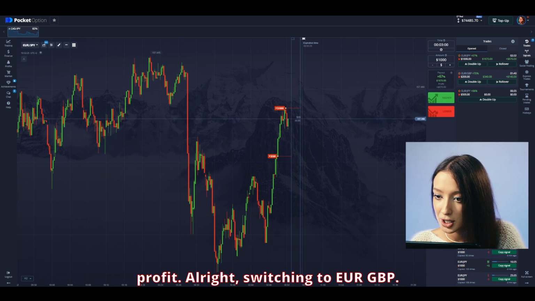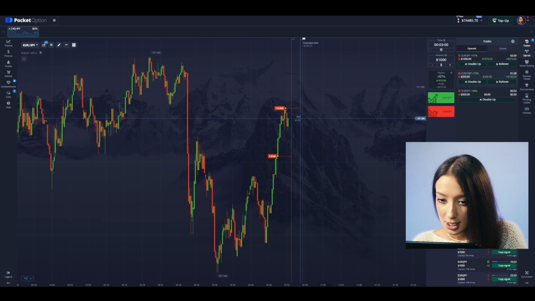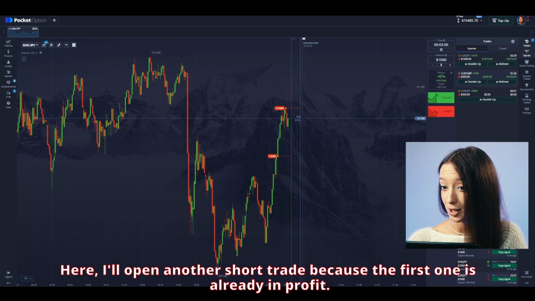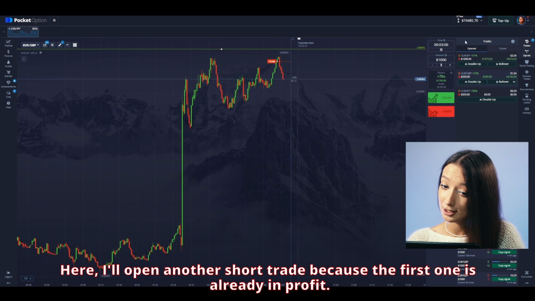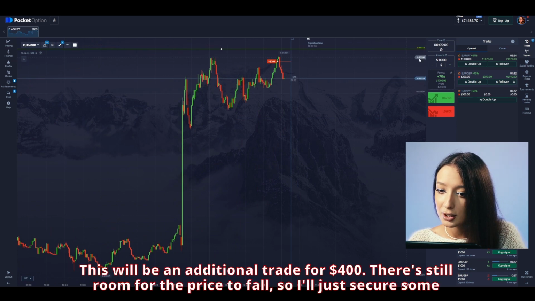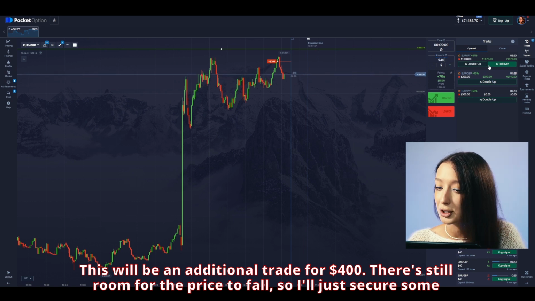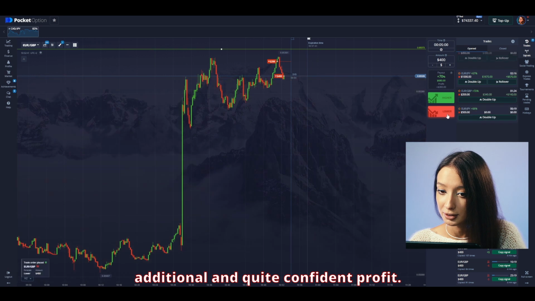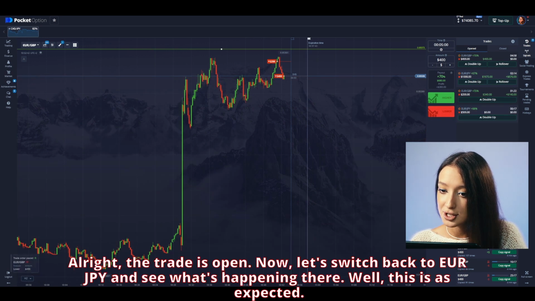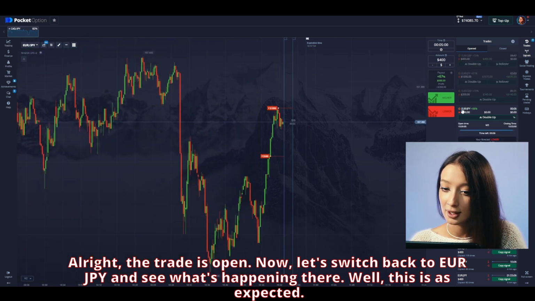Alright, switching to EUR GBP. Here I will open another short trade because the first one is already in profit. This will be an additional trade for $400. There is still room for the price to fall, so I'll just secure some additional and quite confident profit. Alright, the trade is open now. Let's switch back to EUR Japanese yen and see what is happening there.